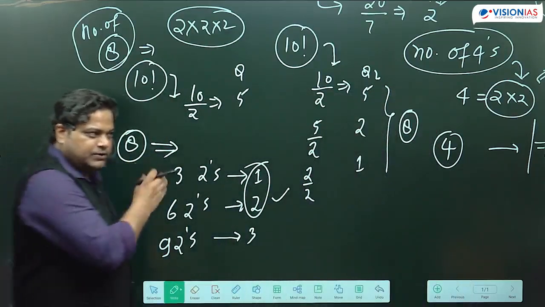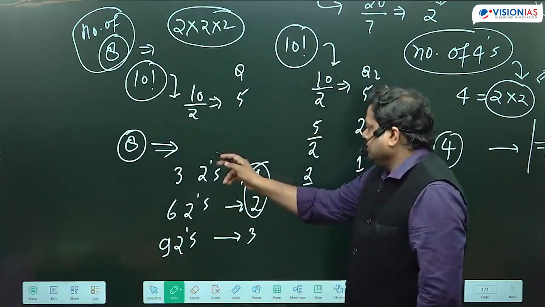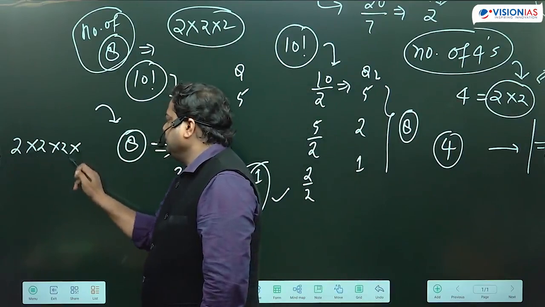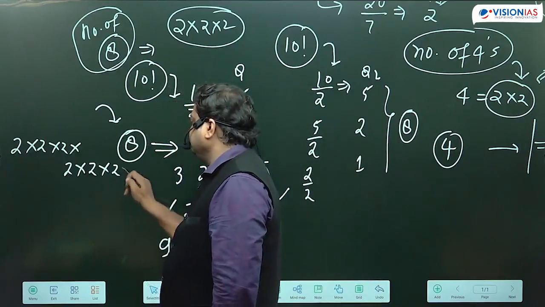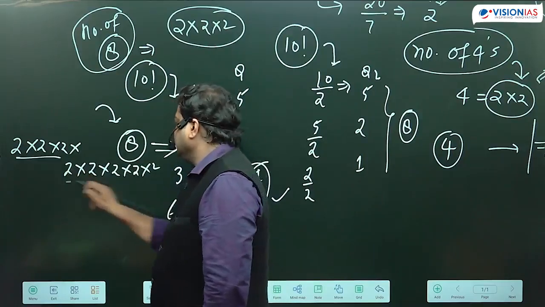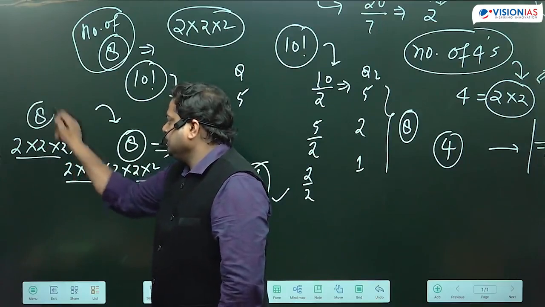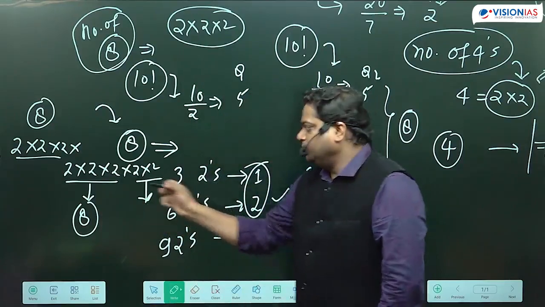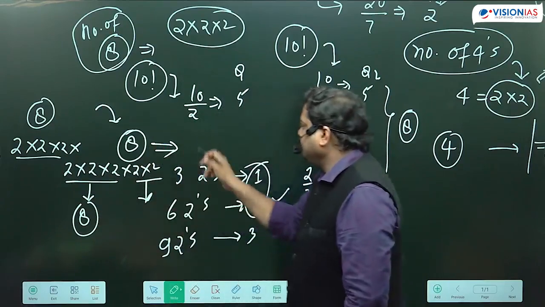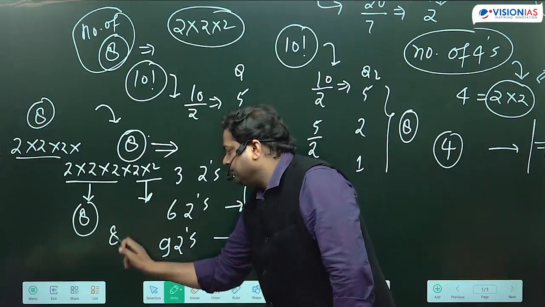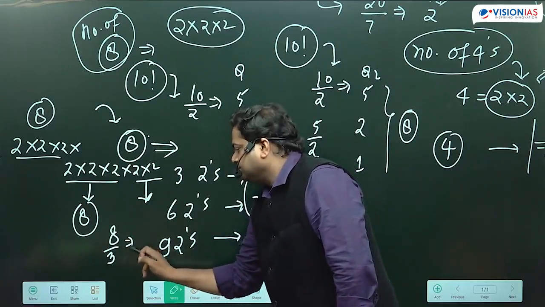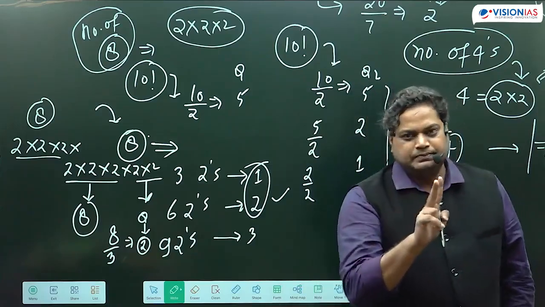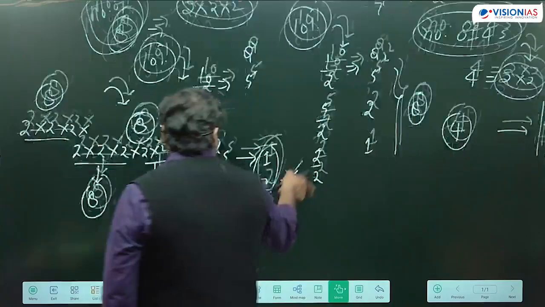Correct? Understand a little more how we are getting the number of 2s. This way we can write 2 into 2 into 2 into 2, eight times, in groups of three. This is one 8, this is another 8, but we cannot have another 8. Only two 8s we are getting. So what will we do? Simply, 8 2s are coming, we divide 8 by 3 and see what quotient we get. 2. Number of 8s is 2. We need to look at this carefully.